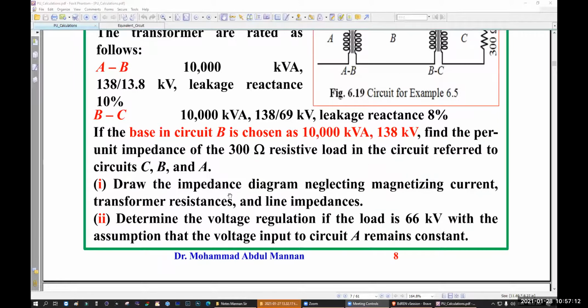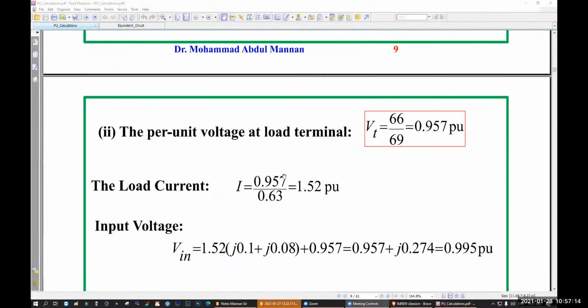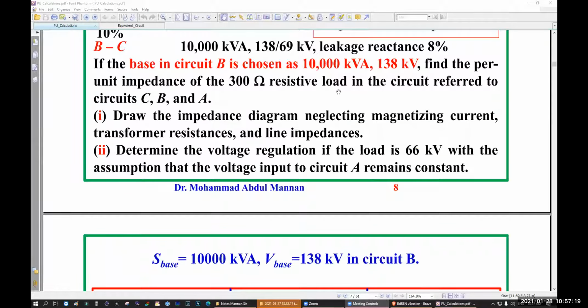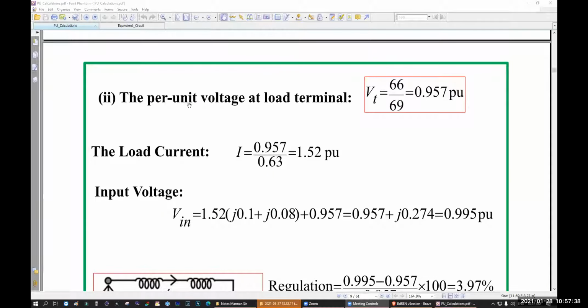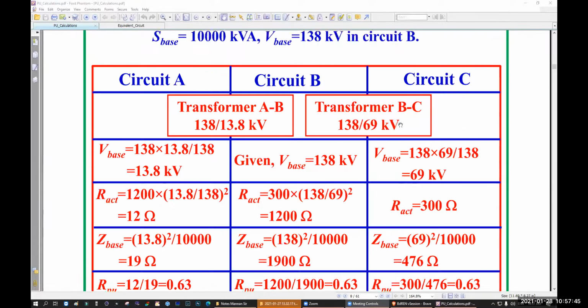Draw the impedance diagram. Let's draw. The per unit voltage of the load, right? They have said, determine the voltage regulation if the load is 66 kilovolt, with the assumption that the voltage input to circuit A remains constant. Voltage regulation. They said the per unit voltage at load terminal, we have to find out that first. So VT is equal to what? 66 divided by 69. Why did they say that?